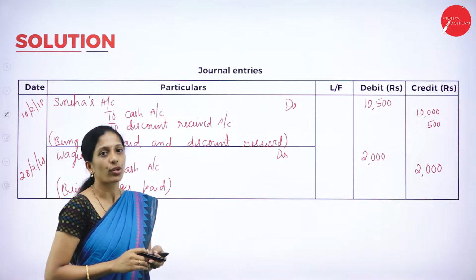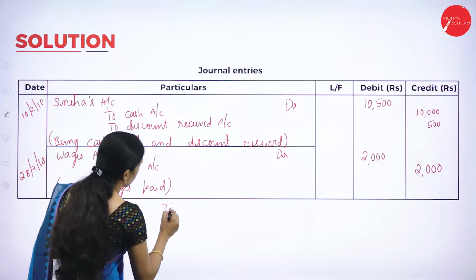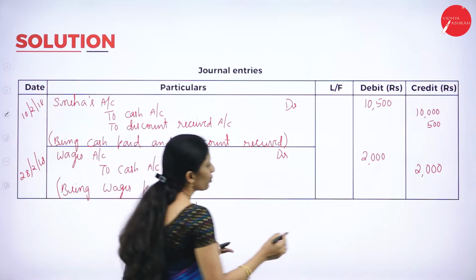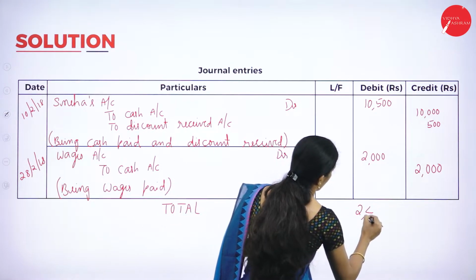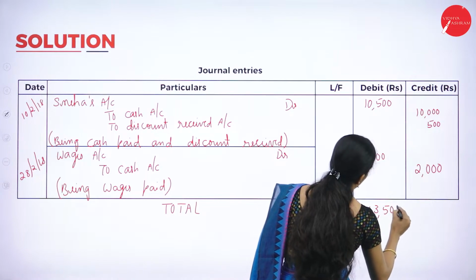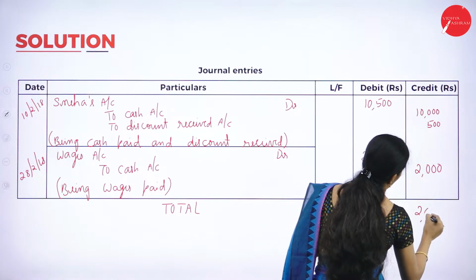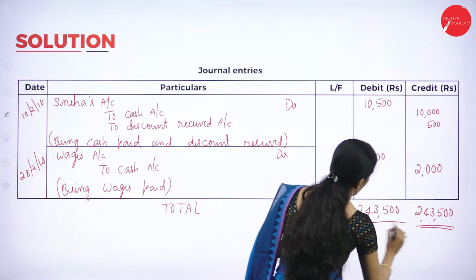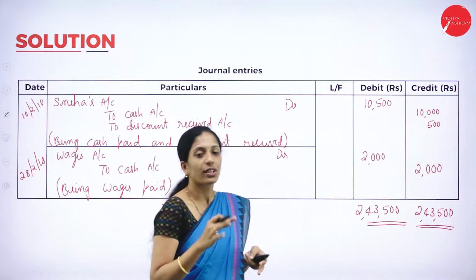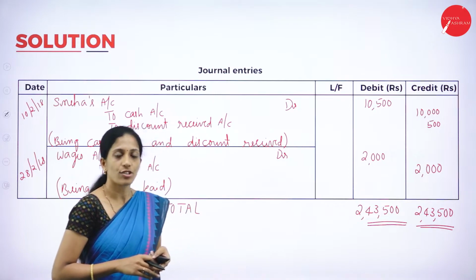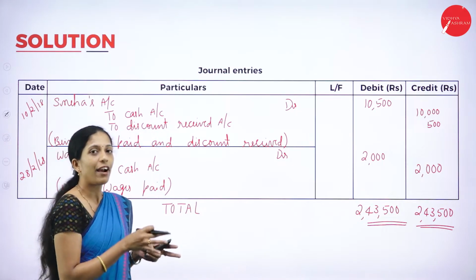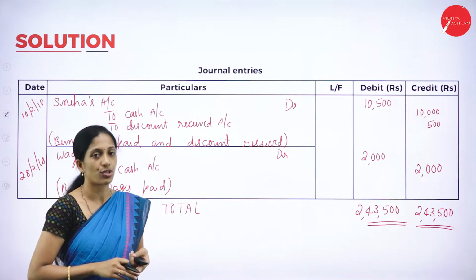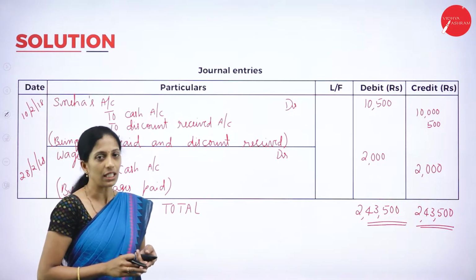So after that what do you have to do? You have to do the total. So when you total, you will get 2,43,500 in the debit side and 2,43,500 in the credit side. So the total should be equal. So this is how you are going to record the journal entries. Now we have to post these journal entries to individual ledger accounts. That is, here the classification takes place.